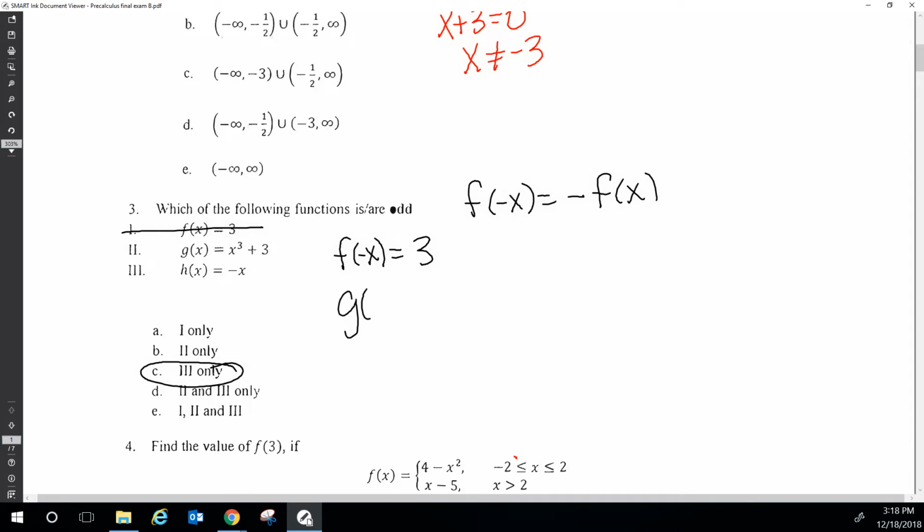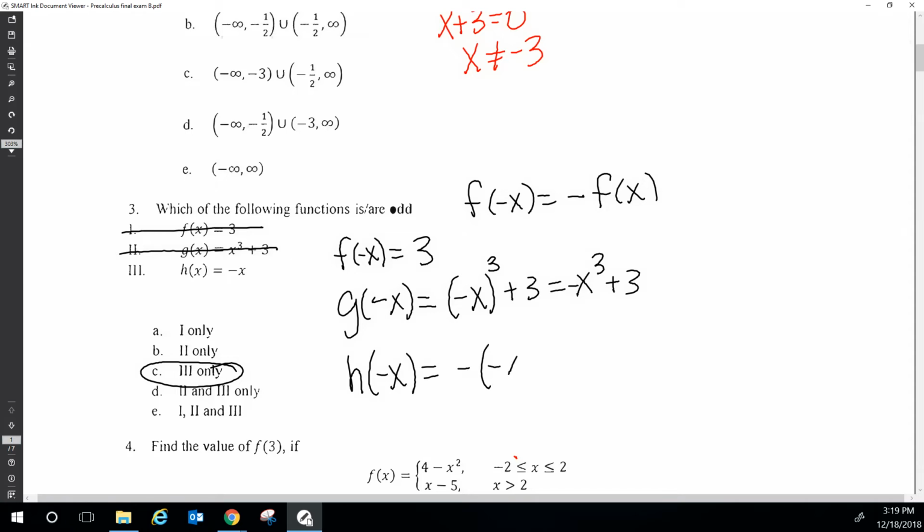Looking at g of negative x, I put the negative into the cube. That would give me negative x cubed plus 3. So I did change the sign of the x, but not of the 3. So again, this one is neither even nor odd. And then for h of x, we've got h of negative x. When I plug in negative x, negative times a negative becomes positive. This is the opposite of this one, so that's why this is the only odd function.